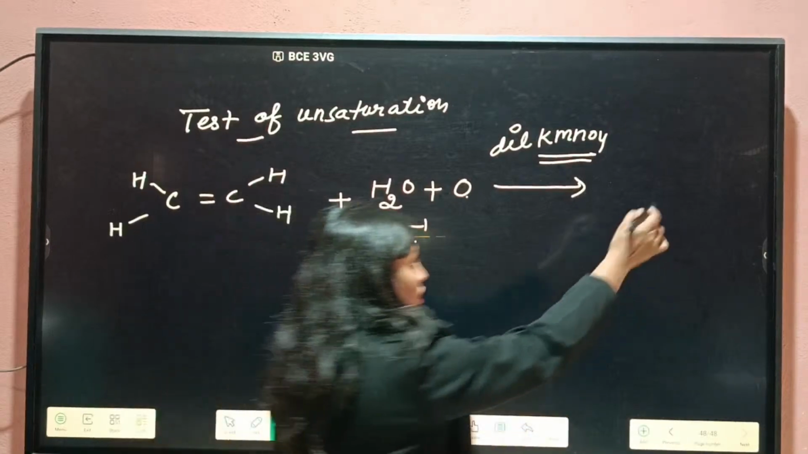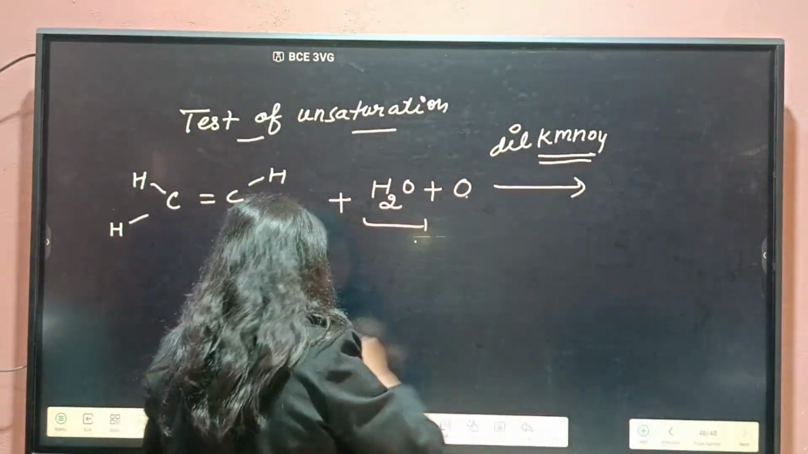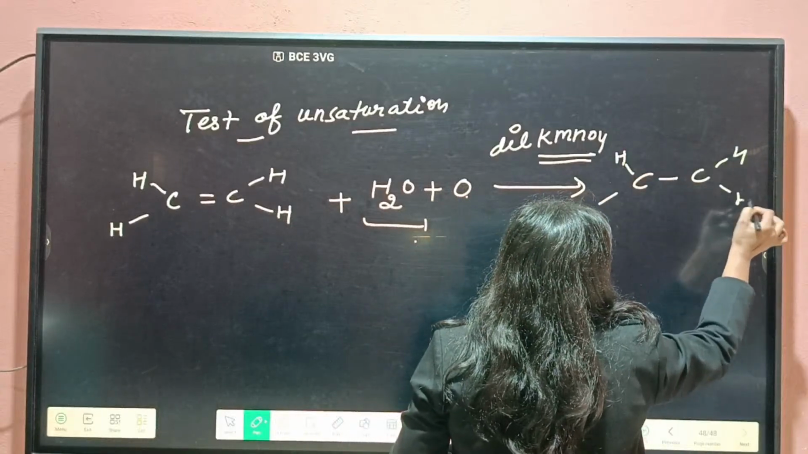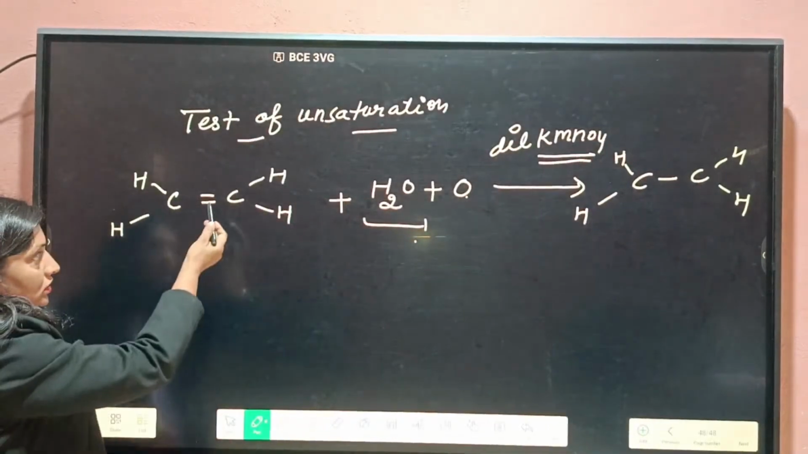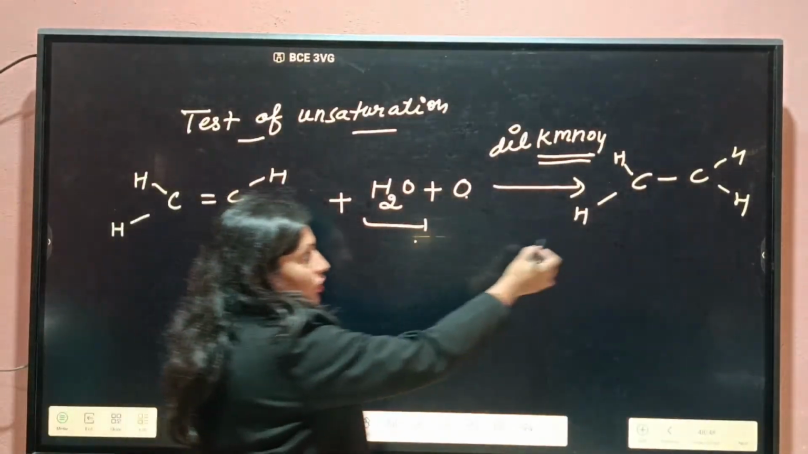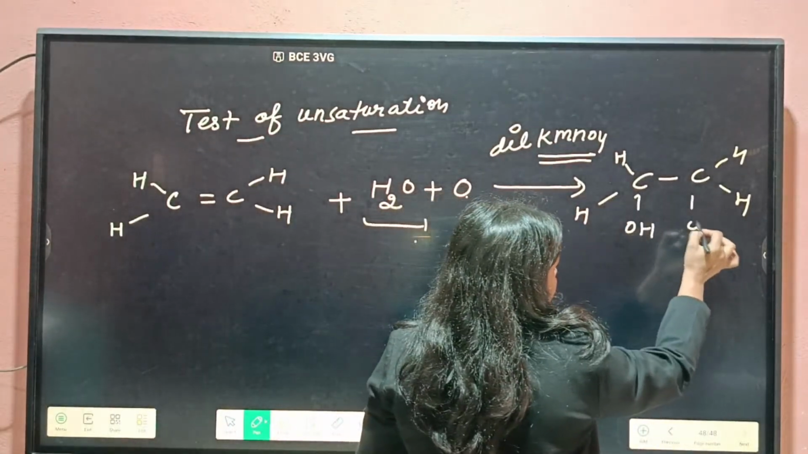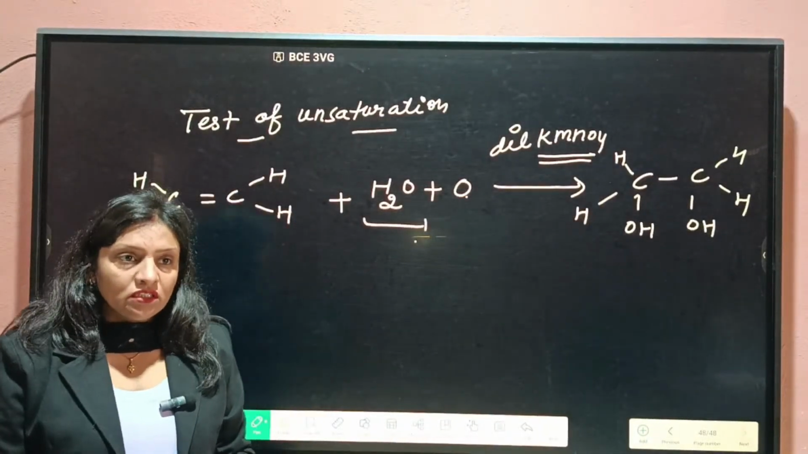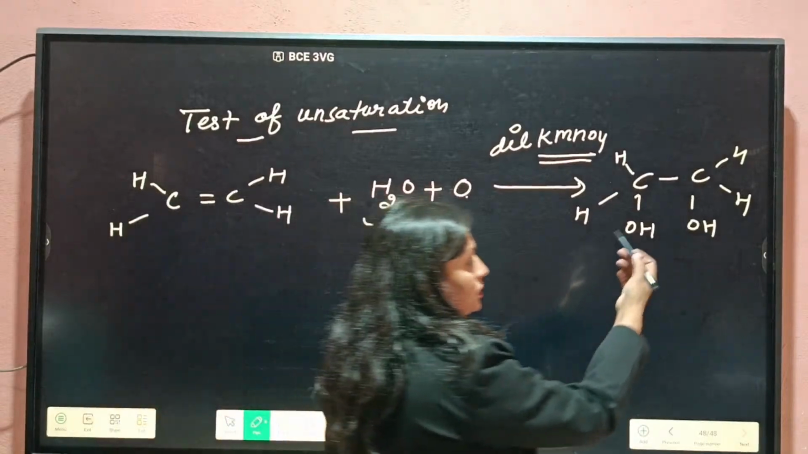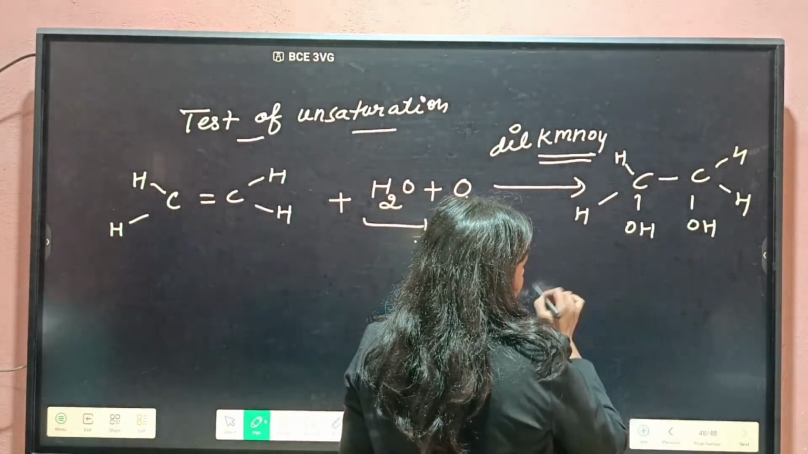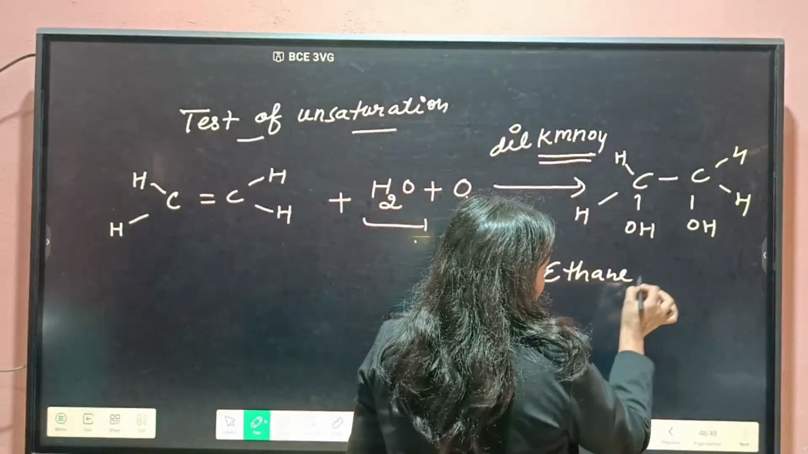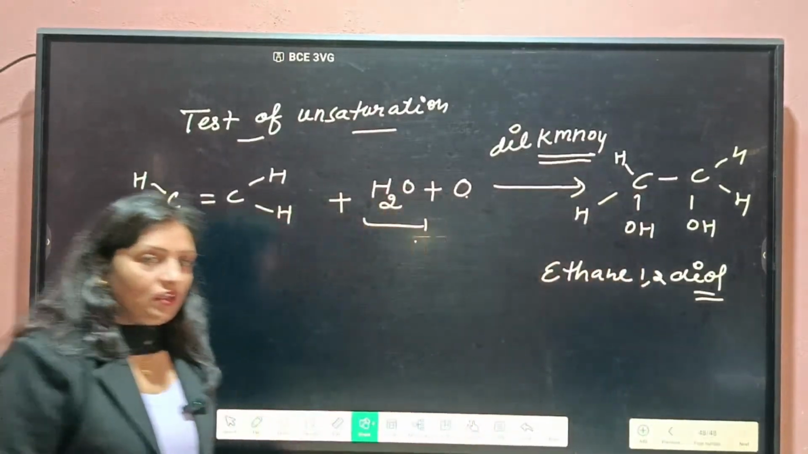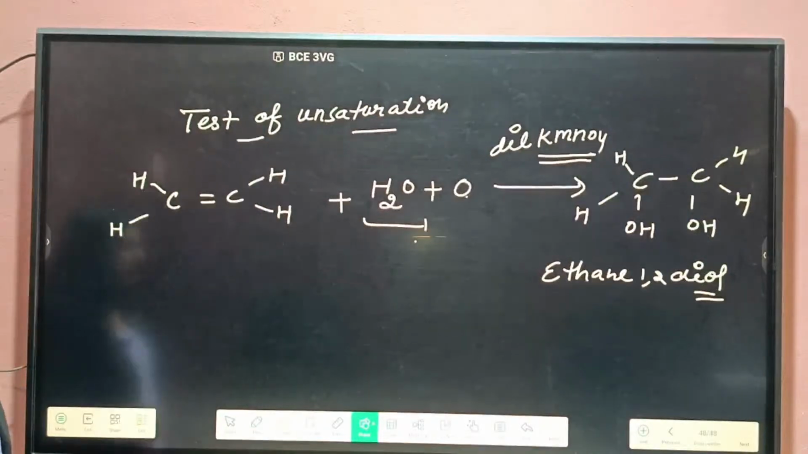Then students, here also we get a diol, vicinal diol. The double bond breaks, and one OH goes with this carbon and one OH goes with this carbon. The type of reactions is the same in both. Here it is also known as glycol, or ethane-1,2-diol. Further, we are getting a vicinal alcohol.